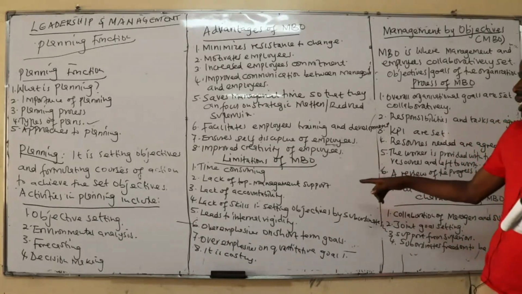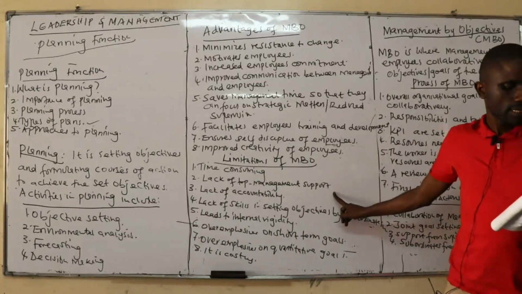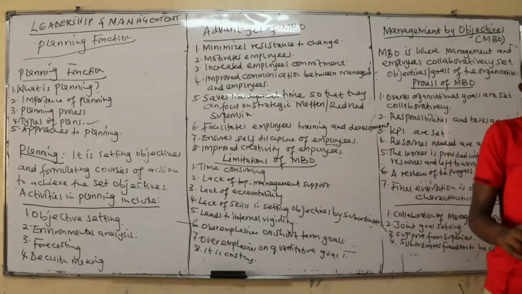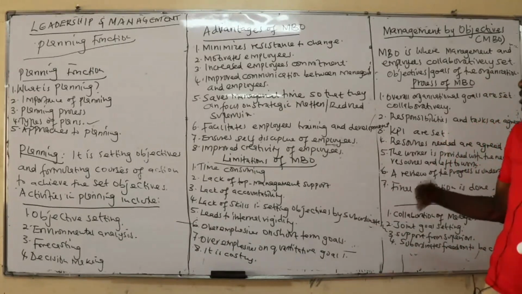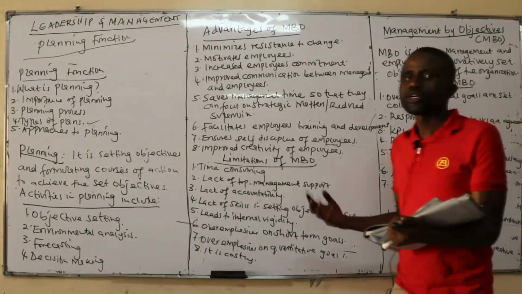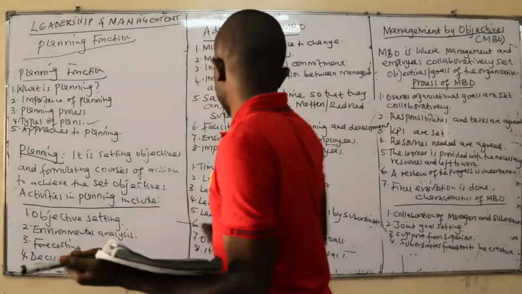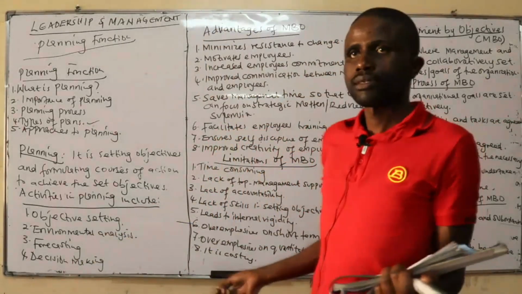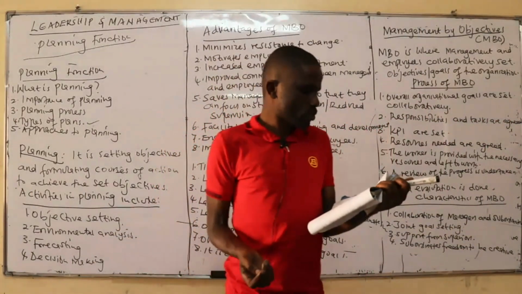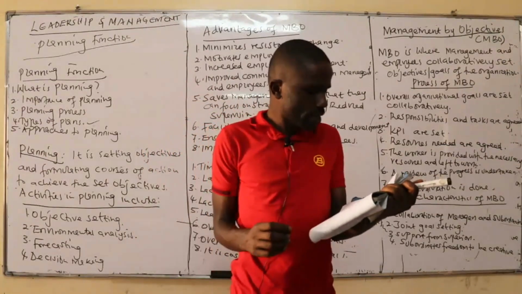Then lack of top management support. Managers must be mentally convinced that MBO is a good program. In other words, you orient the managers to accept that MBO is necessary. Then what about lack of skills? What do we do about that? Training. Organizational members must be trained on MBO.